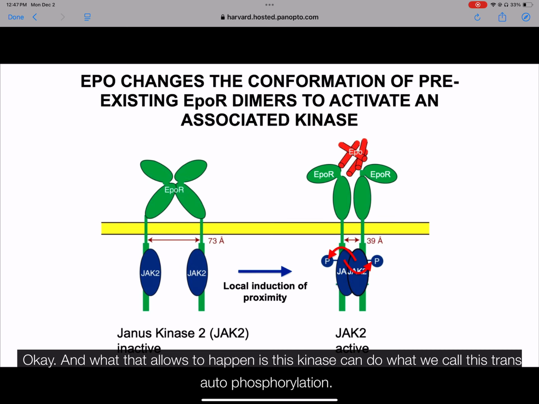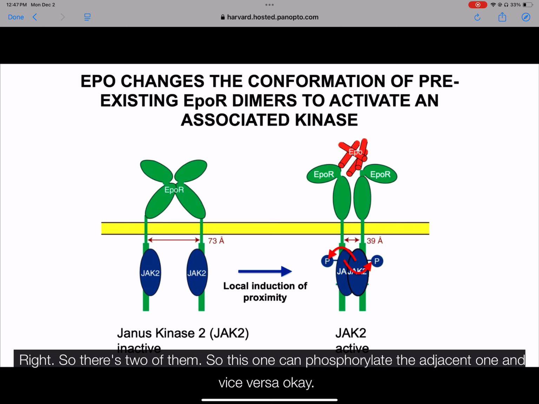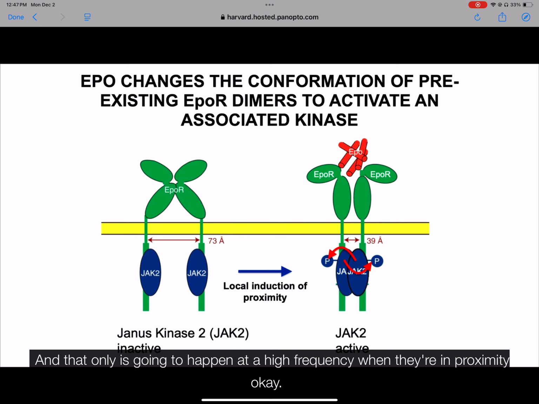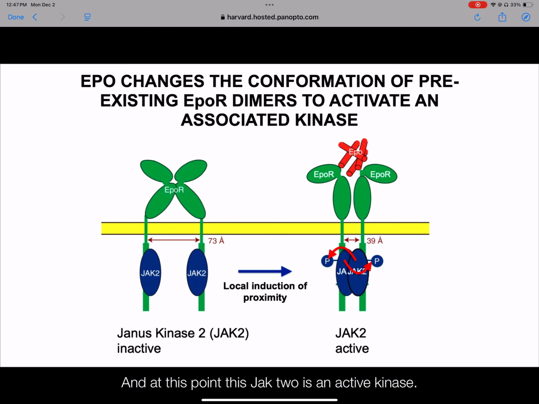And what that allows to happen is that this kinase can do what we call trans-autophosphorylation, right? There are two of them, so this one can phosphorylate the adjacent one and vice versa, okay? That only happens at a high frequency when they're in proximity, okay? And at this point, this JAK2 is an active kinase. It can phosphorylate other things, right?